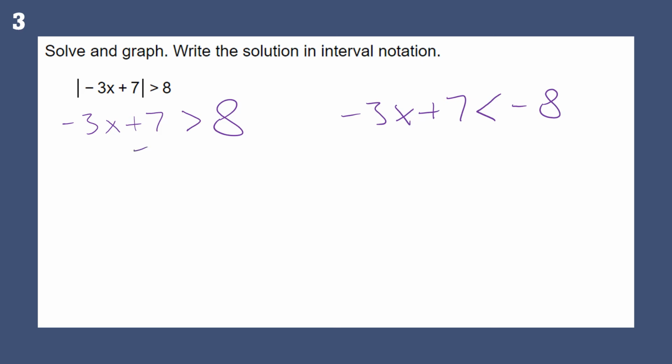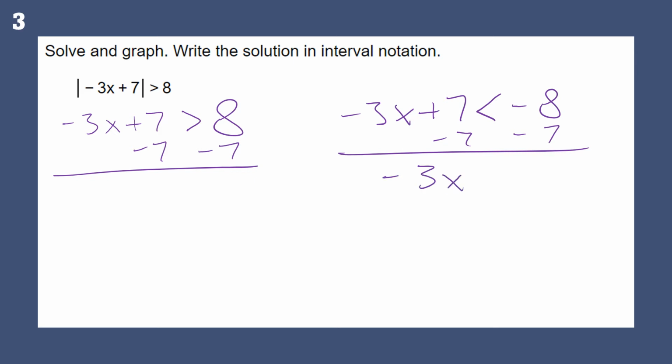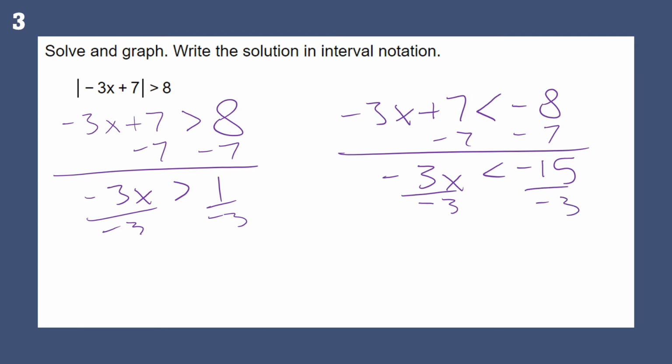Now I'm going to go ahead and solve each of these. -7, -7. I'm going to do both of them at the same time to be really fancy. That gives me -3x less than -15. And this one gives me -3x is greater than 1. And so I'm going to divide both sides by -3. And again, I'm going to do both of them at the same time. Notice that when I divide by a negative, I have to flip the sign. So that's going to happen here. And I end up with those 2 inequalities.